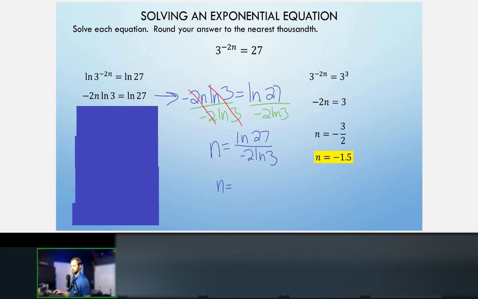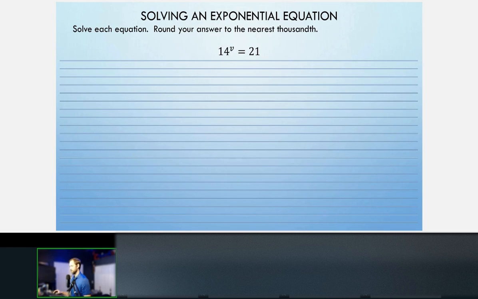My next, oh my gosh, the little arrow to go to the next slide wouldn't pop up. There it goes. Okay, everyone try this one and give me a green check when you have an answer.